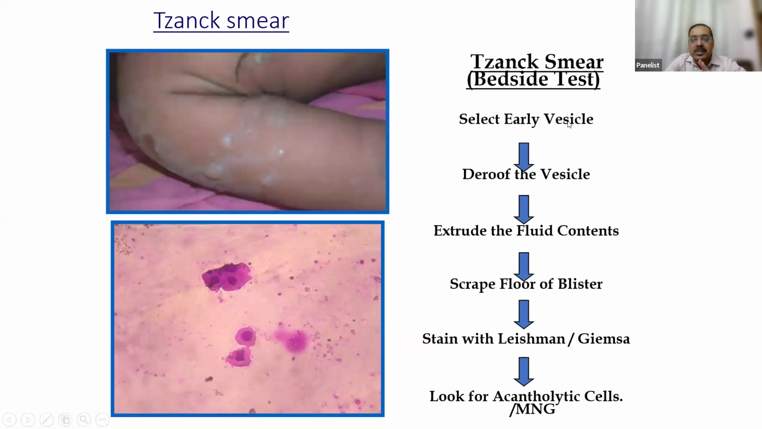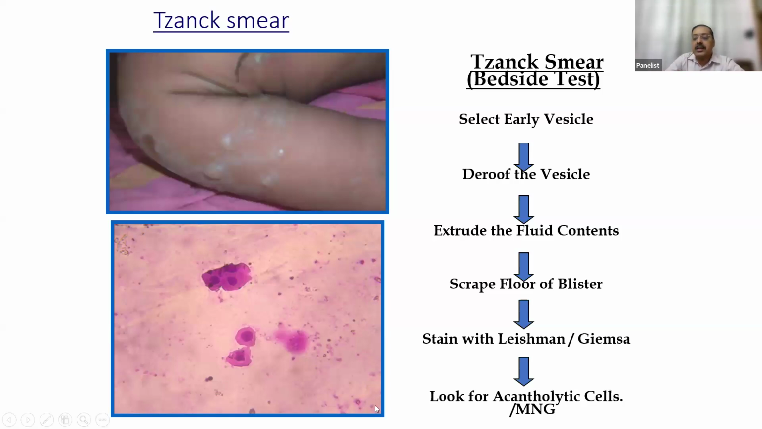If you are doing the Zank smear yourself, I just run through the steps. You should always select an early vesicle, and you de-roof the vesicle using a surgical blade, number 11 blade. Just de-roof the vesicle, extrude the fluid contents. So you just keep a gauze here by the side, and that will actually, by capillary action, draw out the fluid and scrape the floor of the blister.